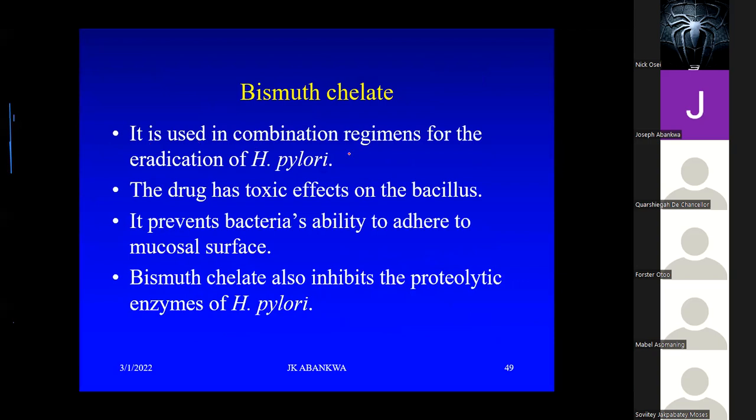It is used in combination regularly for the eradication of Helicobacter pylori. Now, the drug bismuth chelate has a toxic effect on the bacillus. It prevents the bacteria's ability to adhere to the mucosal surface. Bismuth chelate also inhibits proteolytic enzymes of Helicobacter pylori.